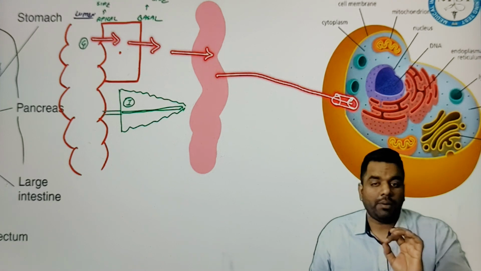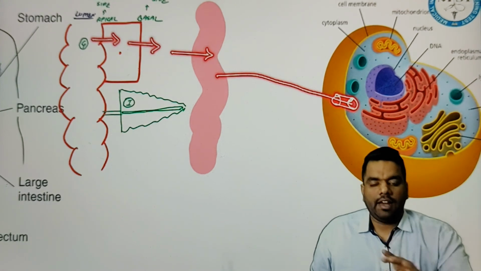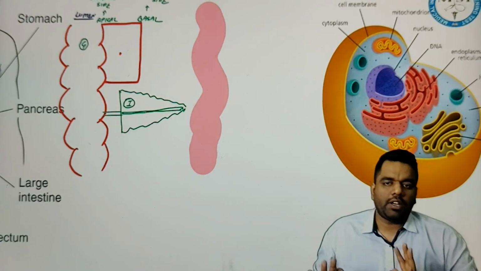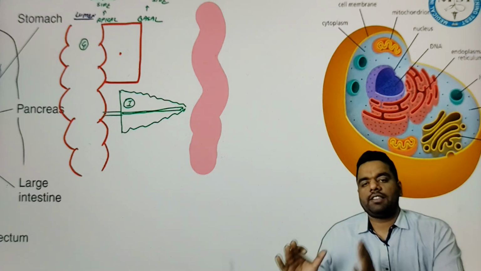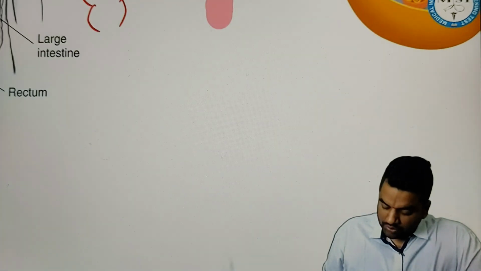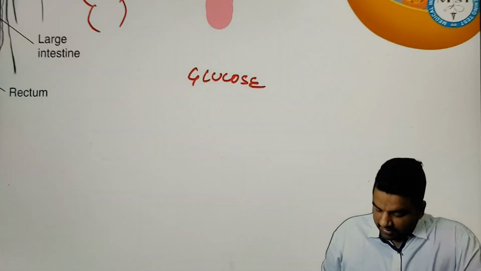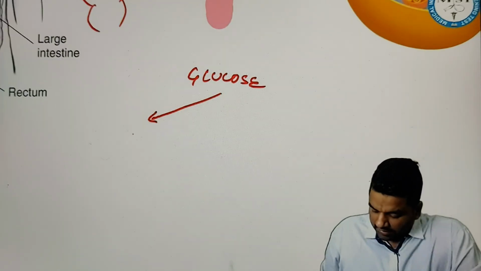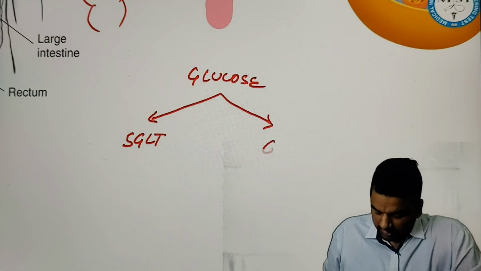So this glucose is water soluble. Basically it will cross the cell membrane via the protein layer, and this protein layer has the channel for the glucose. Two types of glucose channel are there: number one is GLUT, another one is SGLT. Remember guys, glucose has two channels: SGLT and GLUT.